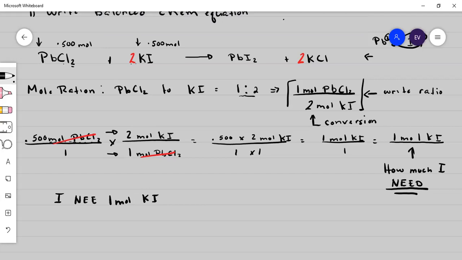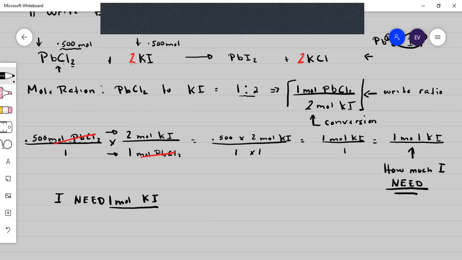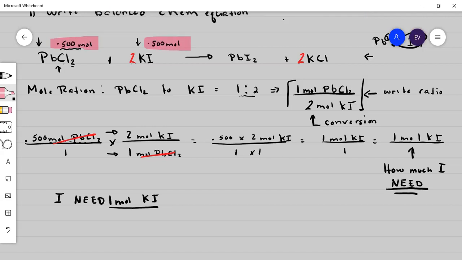Now, when we're talking about need and have, when you have a reaction, depending on how much of the reactants you have, for example, the lead 2 chloride, this is how much I have. For this amount of lead 2 chloride, I would need 1 mole of potassium iodide. This is how much I need for the reaction to run to completion. Now, going back to the question, I'm going to highlight this here. This is the amounts that I actually have. So I have 0.5 moles of lead 2 chloride, and I have 0.5 moles of potassium iodide.